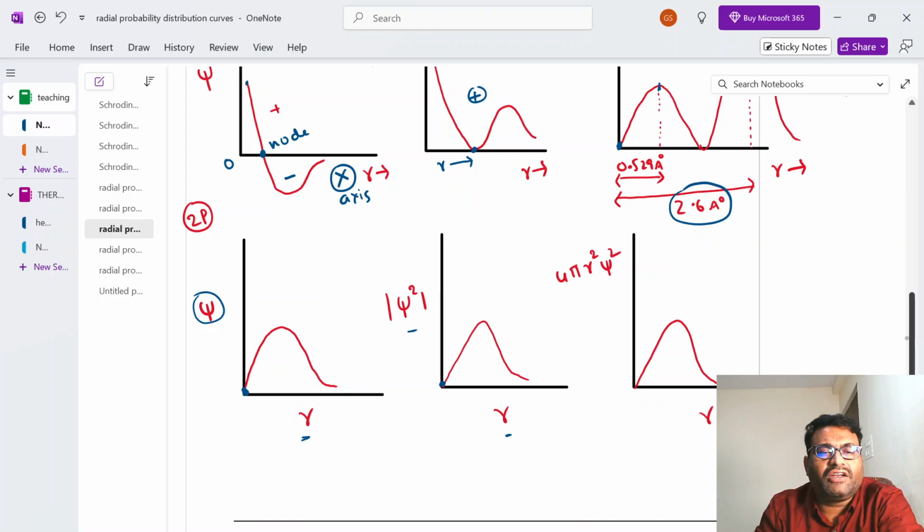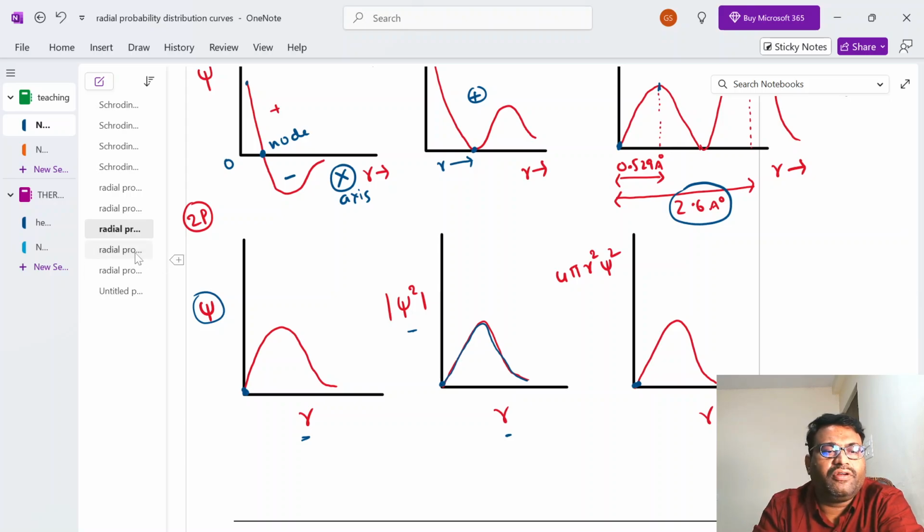So for psi and r, you will get a graph like this with one peak, and for psi square and r the peak will be somewhat higher. But for 4 pi r square psi square also we get the same one peak. Whatever the orbital it is, when you draw a graph between radial probability and r, it always starts with 0.